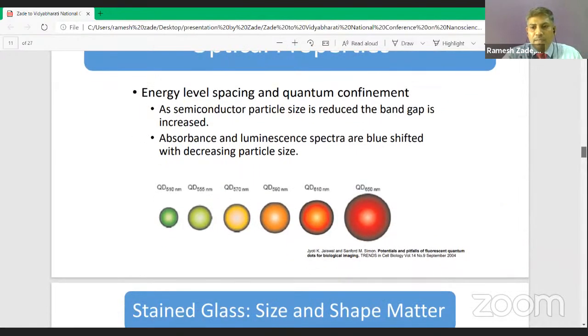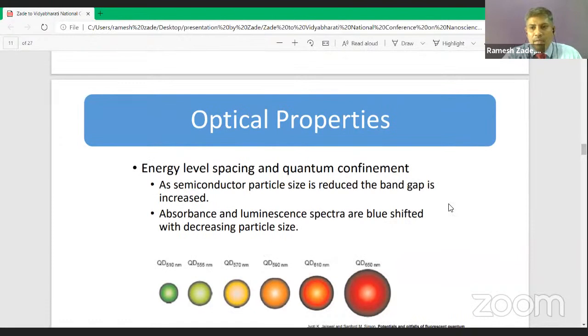Now, a very pet topic for the physicist is optical property. Those who are doing luminescence and phosphorescence are very much concerned with this. You can have a look from right to left. The right quantum dot has a particle size of 650 nanometer, and the lowest one, the green one, is 510 nanometer. With decreasing size, the one with the higher size shows red, and the one with 510 nanometer shows green. If you decrease the size again, you may get the blue color as well. So that is the blue shift.